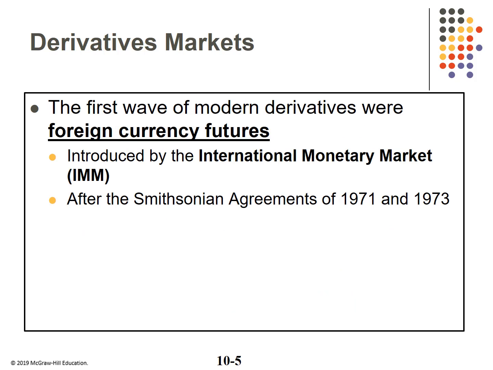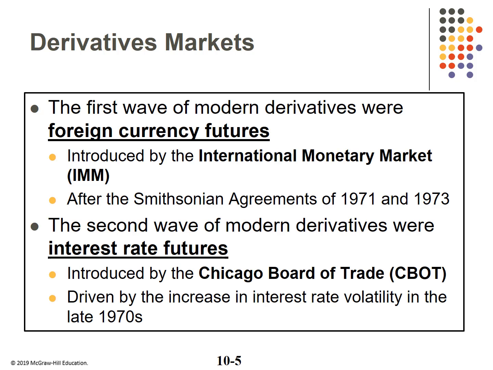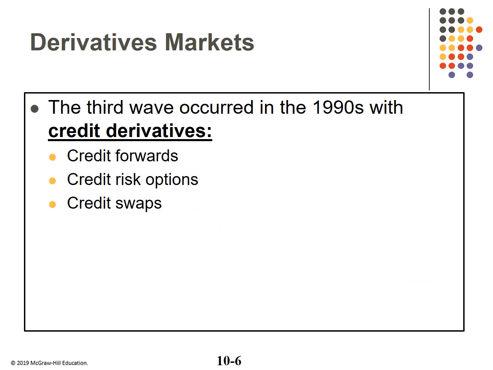The first wave of modern derivatives were foreign currency futures. They were introduced by the International Monetary Market after the Smithsonian Agreements of 1971 and 1973. Interest rate futures formed the second wave, introduced by the CBOT, driven by the increase in interest rate volatility in the 1970s as a way to hedge interest rate risk. And the third wave, credit derivatives, in the 1990s. These are more complicated and include credit forwards, credit risk options, and credit swaps.